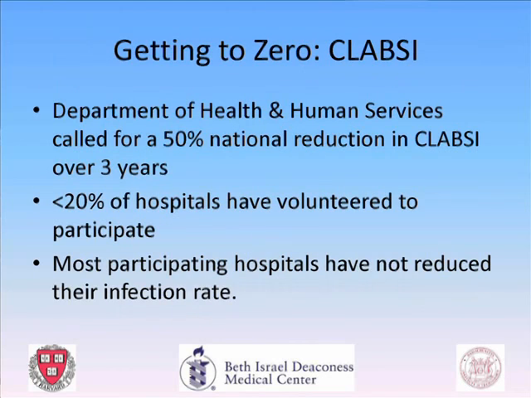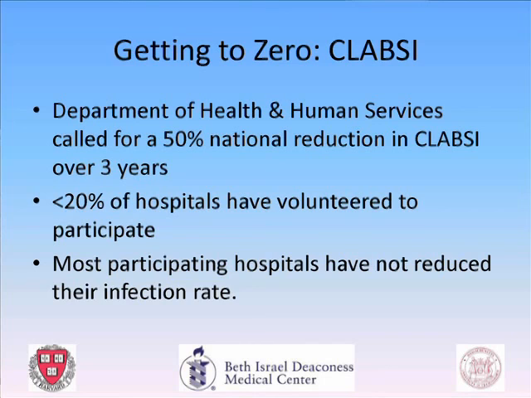So let's go back to that project that was started at Johns Hopkins and then went on to involve the entire state of Michigan. The Department of Health and Human Services here in the United States went forward and said that we are calling for a 50% national reduction in central line infection over the next 3 years, and recruited all the more than 3,000 hospitals here in the United States. But up to this point, less than 20% of the hospitals have volunteered to participate in this project of the Department of Health and Human Services. And up to this point, most of those participating hospitals have not reduced their infection rate.